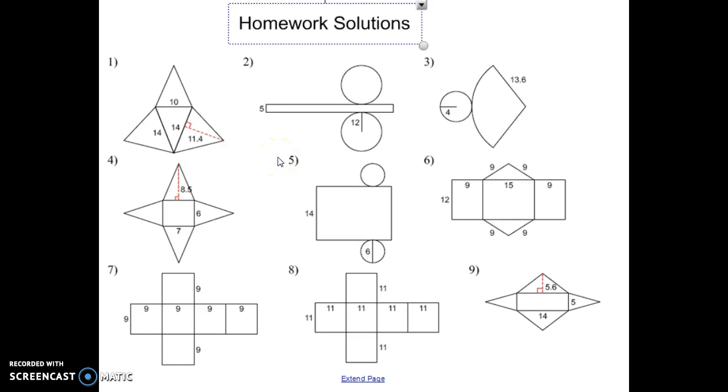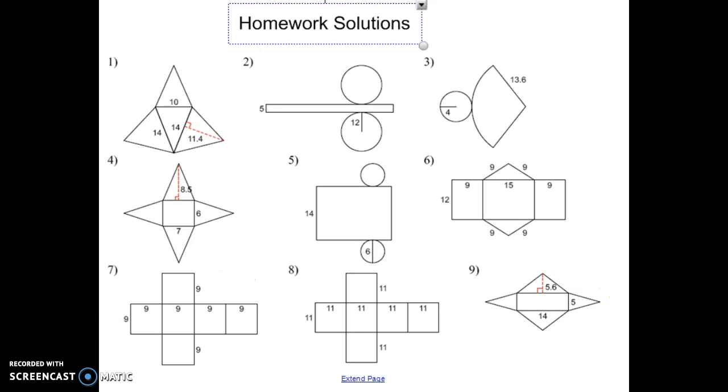Okay, here are the homework solutions from last night. So this was all the different nets with the dimensions on it. Note that this 11.4 here, it doesn't matter whether you marked it here or whether you marked it here. You're going to get the same thing either way. Same thing with this one, whether this is 5.6 or you wrote it over here as 5.6, either one of those is fine. This, you could not put it over here on the 5 because this is going to be a different height.